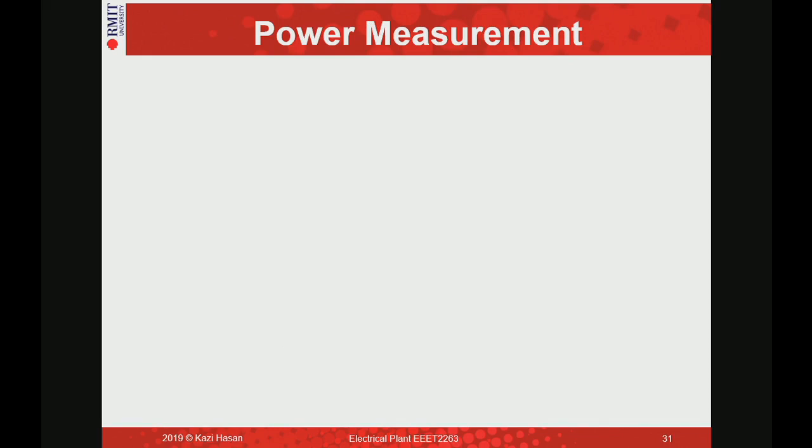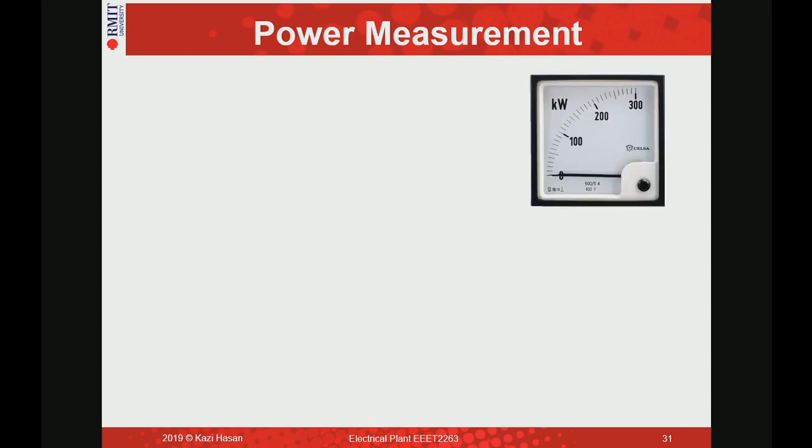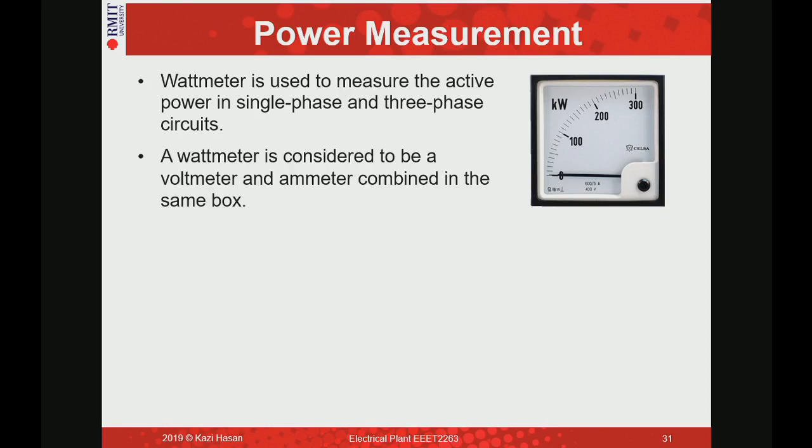Now the fourth topic and the last one, we have 10-15 minutes. That is the power measurement. And I think you have used this before. You use a wattmeter to measure power. A wattmeter is used to measure the active power, either in single phase or three phase systems. And what is a wattmeter? That is actually a combination of voltmeter and ammeter. And as you know, an ammeter is connected in series with a circuit, and a voltmeter is connected in parallel with a circuit.